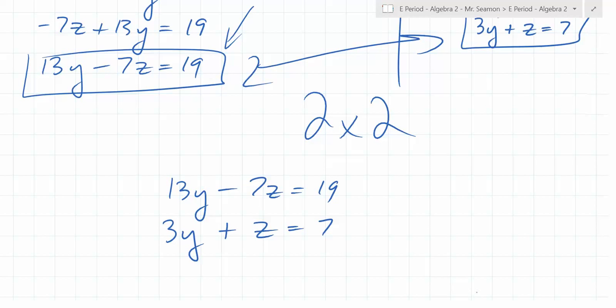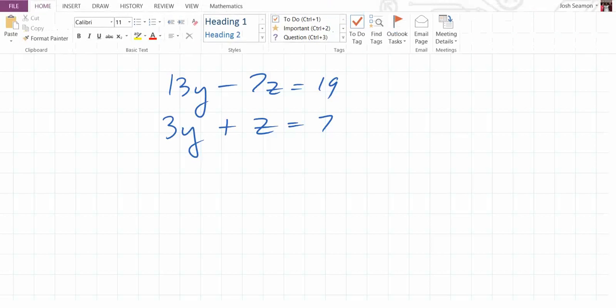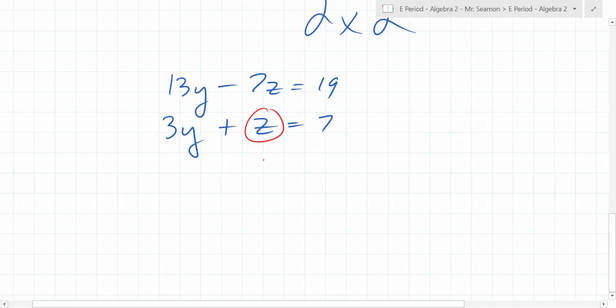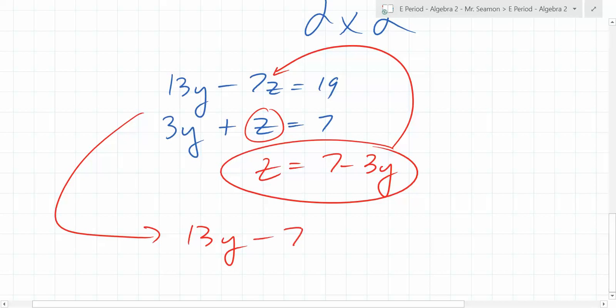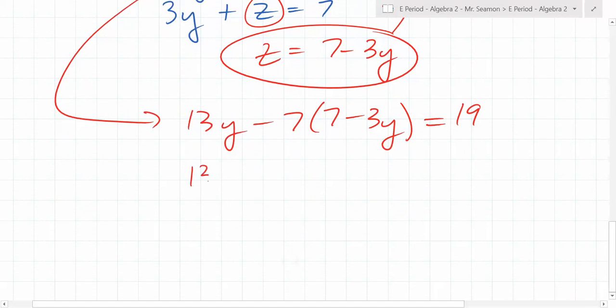It's pretty easy to isolate z. Exactly. You could isolate z. So let's try it using both methods and see what happens. If we isolate z in the second equation, you have z is equal to 7 minus 3y. Where do you plug that in? The top one, and you end up with 13y minus 7 times 7 minus 3y is equal to what? 19. And then you get 13y minus 49 plus what? 21y is equal to?